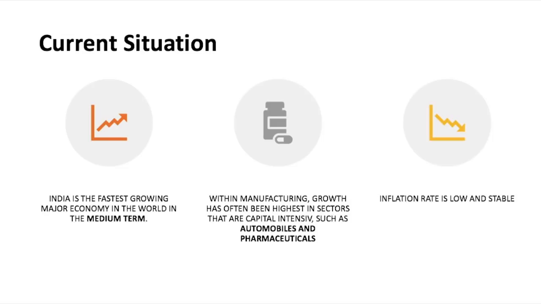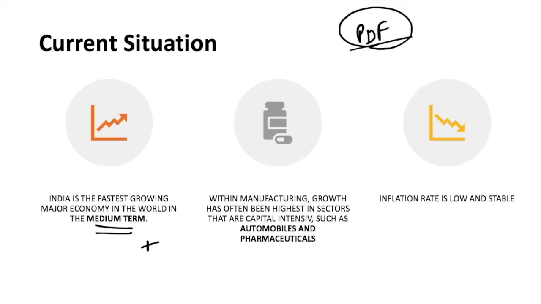How can they be achieved? In order to understand that, it's important that we know the current situation. There are a lot of points that have been provided in the current situation, and the detailed PDF that I have created contains all those points. Number one is India is the fastest growing major economy in the world in the medium term. That is the present current situation, which is a positive point.